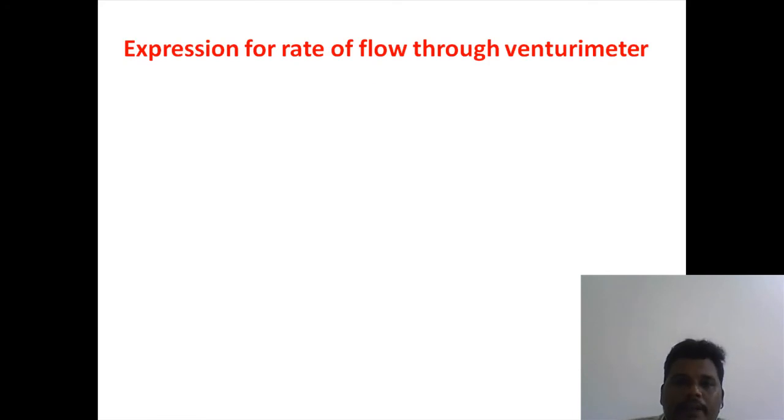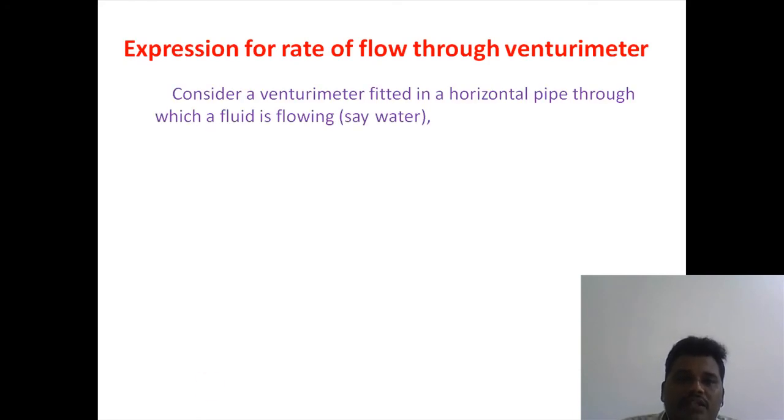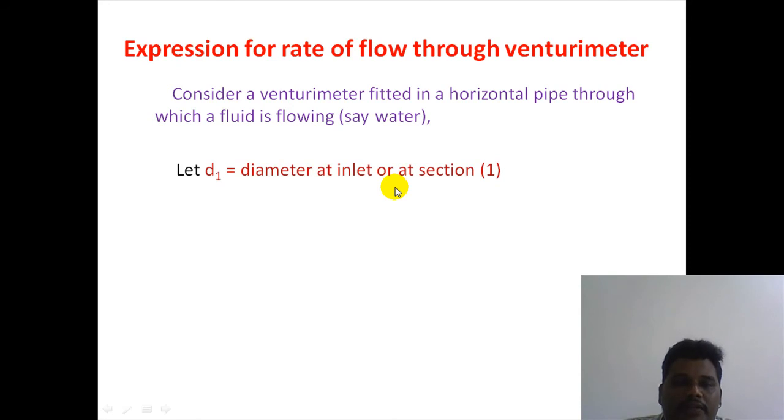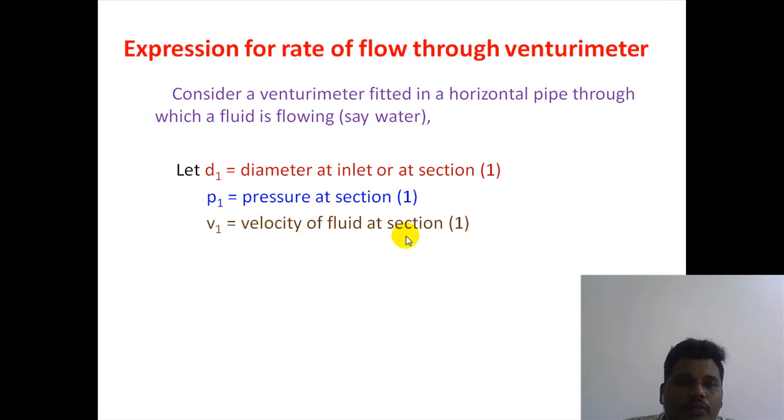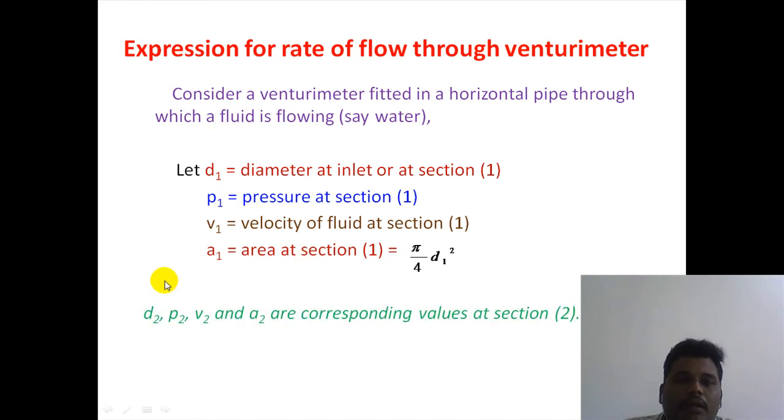Consider a venturimeter fitted to a horizontal pipe, through which a fluid, say water, is flowing. D1 is the diameter of the inlet at section 1, P1 is the pressure at section 1, V1 is the velocity of the fluid at section 1, and A1 is the area of the section, which is pi by 4 D1 squared. D2, P2, V2, A2 are the corresponding values at section 2.